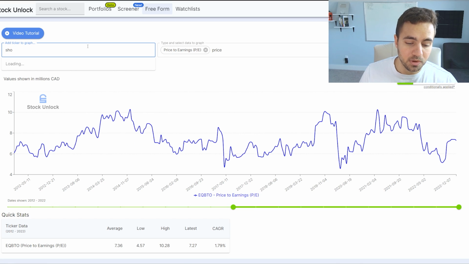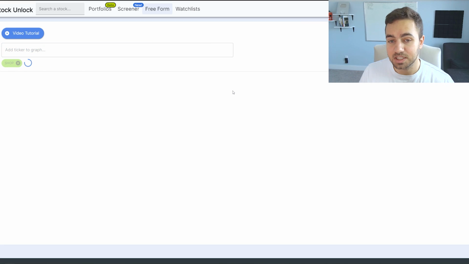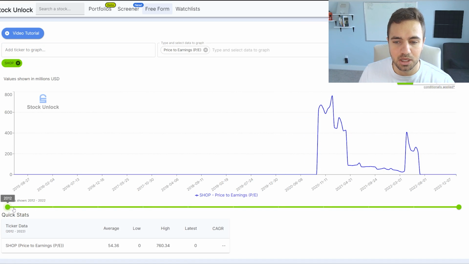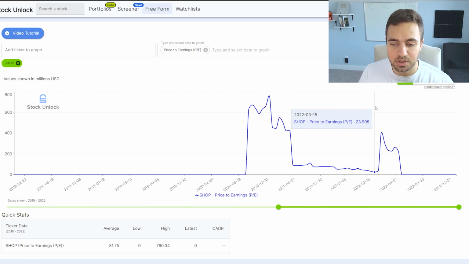I mean, what we can do right here is actually go take a look at Shopify on our freeform tool, and we can take a look at their price to earnings ratio, because when their investments were doing well, Shopify's price to earnings ratio got all the way down to 23.9. And then literally within a few months, it spiked all the way up to 409.